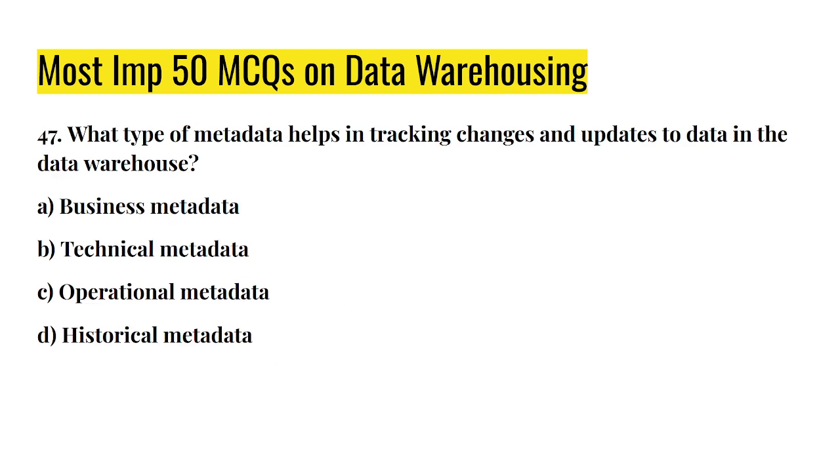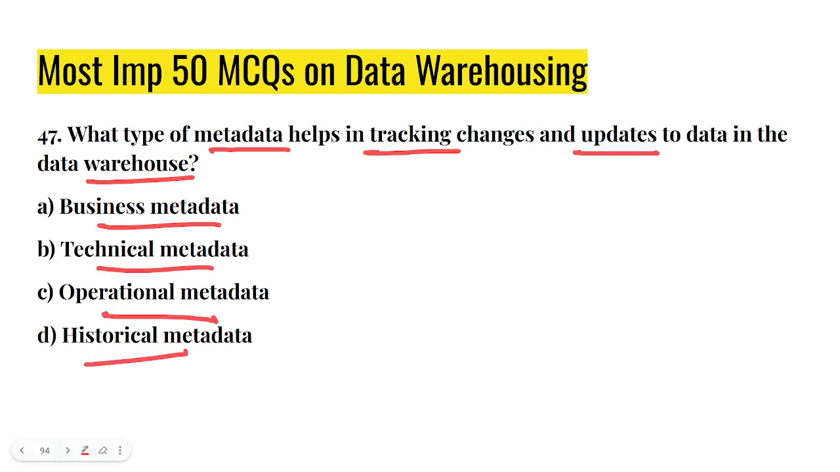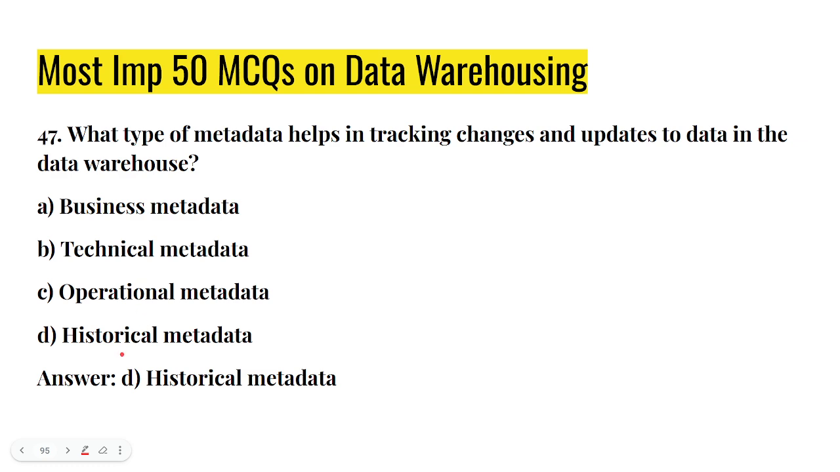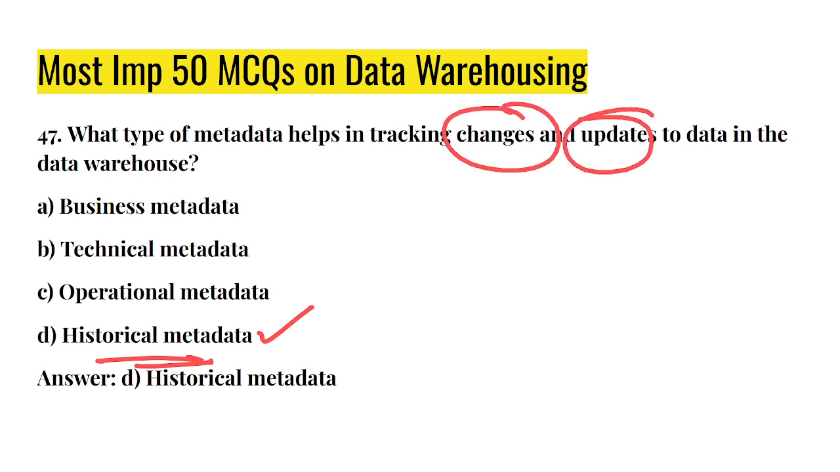Question number 47. Which type of metadata helps in tracking changes and updates to data in the data warehouse? Business metadata, technical metadata, operational metadata, or historical metadata? Basically, historical metadata is going to help in tracking the changes and updates to data in the data warehouse because we can map the updated data with the previous data only with the help of historical metadata, right? So D is the correct answer for question number 47.